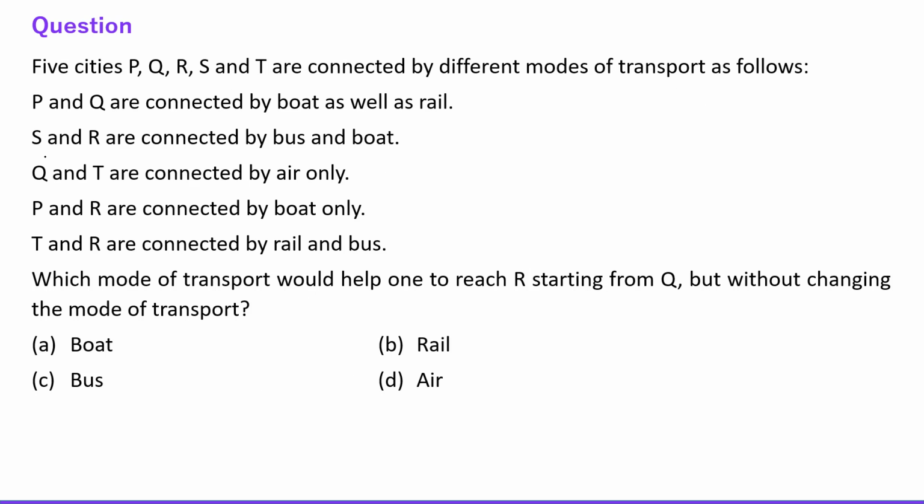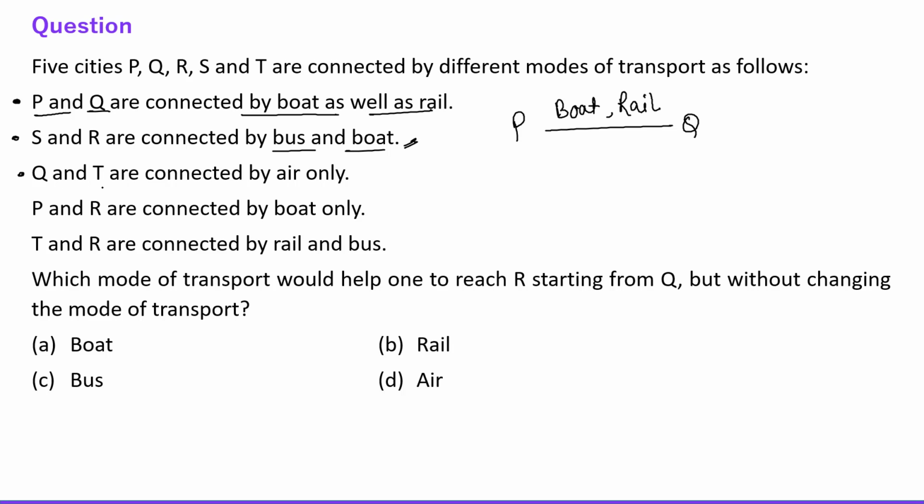Next question says 5 cities P, Q, R, S and T are connected by different modes of transport as follows. First statement says P and Q are connected by boats as well as rail. So P and Q are connected by boat as well as rail. All right. S and R are connected by bus and boat. Okay, fine. We will use this information later.